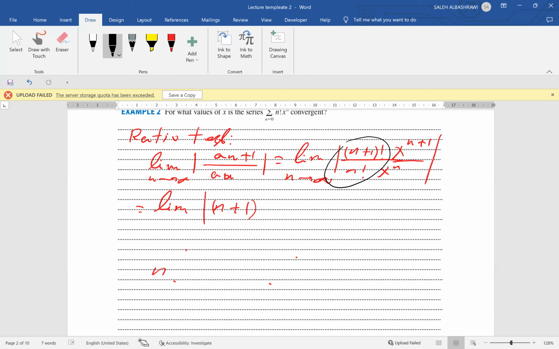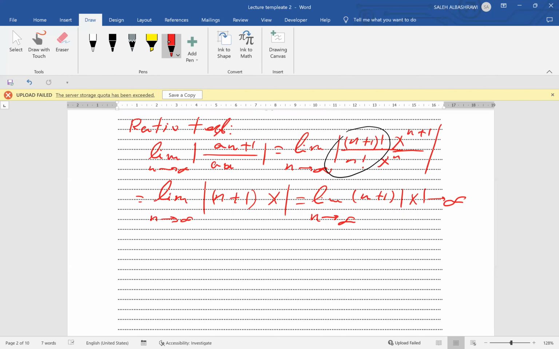So it will be limit of absolute value of n plus 1 multiplied by x to the power n plus 1 divided by x to the power n, which will give me x, as n goes to infinity. Can be written as limit of n plus 1 multiplied by absolute value of x as n goes to infinity. But this will go to infinity. When n goes to infinity, the limit will be infinity.